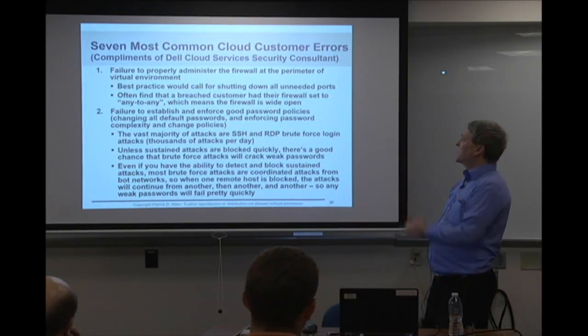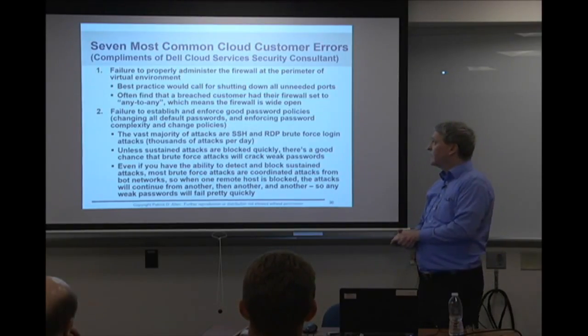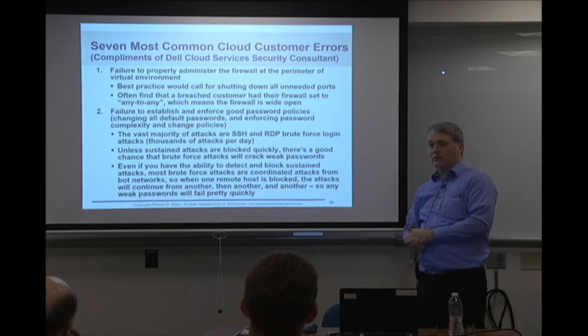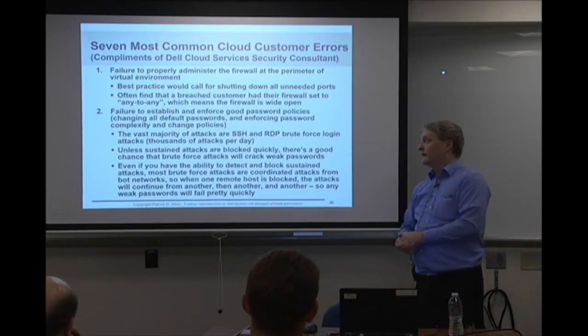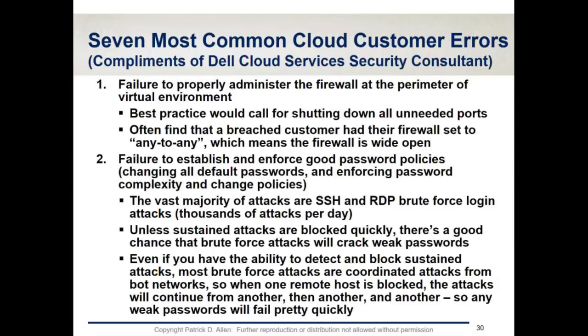Okay, 7 most common cloud customer errors. And this is courtesy of a Dell Cloud Service Security Consultant. 1, not maintaining your own firewall. So if you've got your own firewalls within your virtual private cloud, you got a problem. And you may shut down unneeded ports. When they found a customer's breach, more often than not, it was any to any, meaning it's wide open. So they just put up the firewall with the default, and anybody could get in. So anybody did get in.